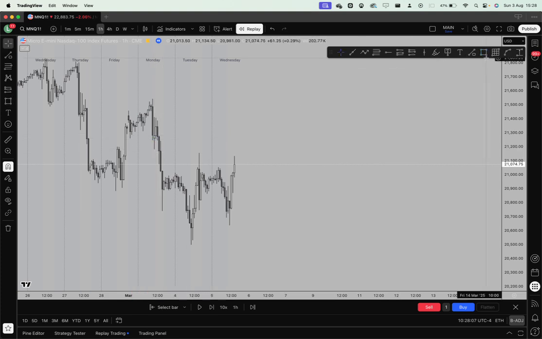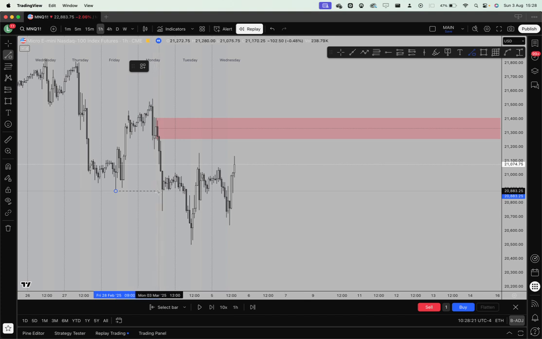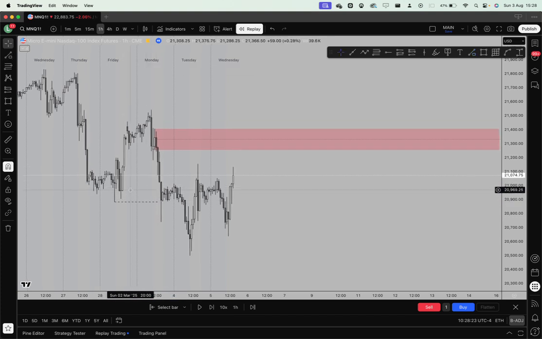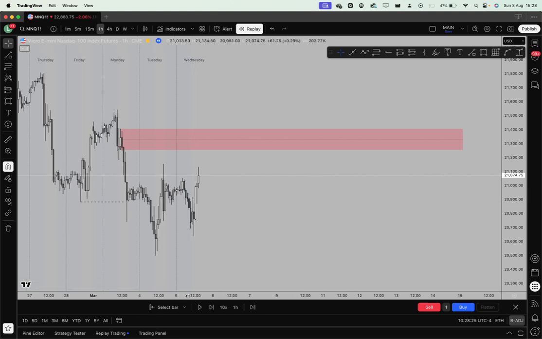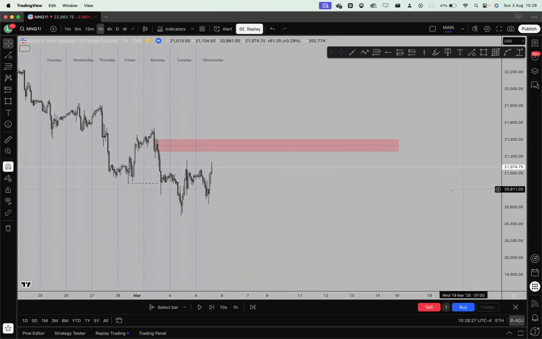So here we have an order block. Okay, we mark this order block out. This is a 1 hour order block. As you can see, it's the last up close candle before we sweep liquidity. So the liquidity sweep is here and also that level above as well. Let's just play price through and see how it reacts to this level.